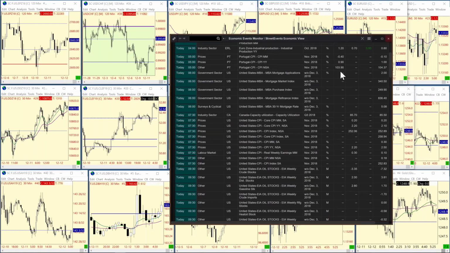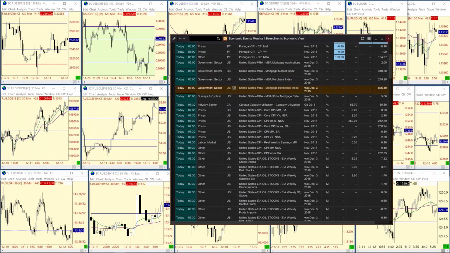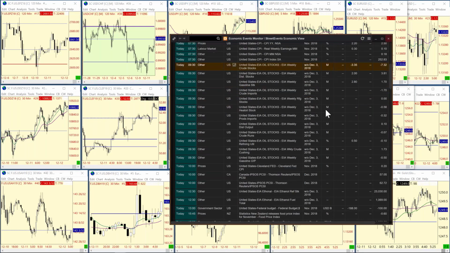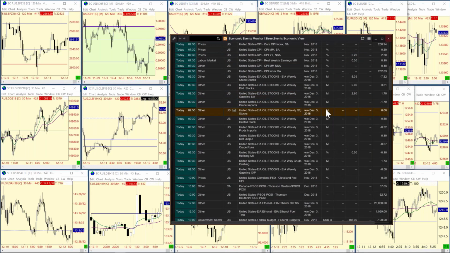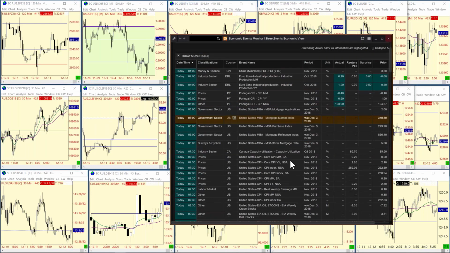Coming into the States today, we are going to have core CPI coming in for today's reports. Also EIA oil stocks, and that's going to be pretty much the extent of it. The actual mover being core CPI, and we do have capacity utilization for Canada.